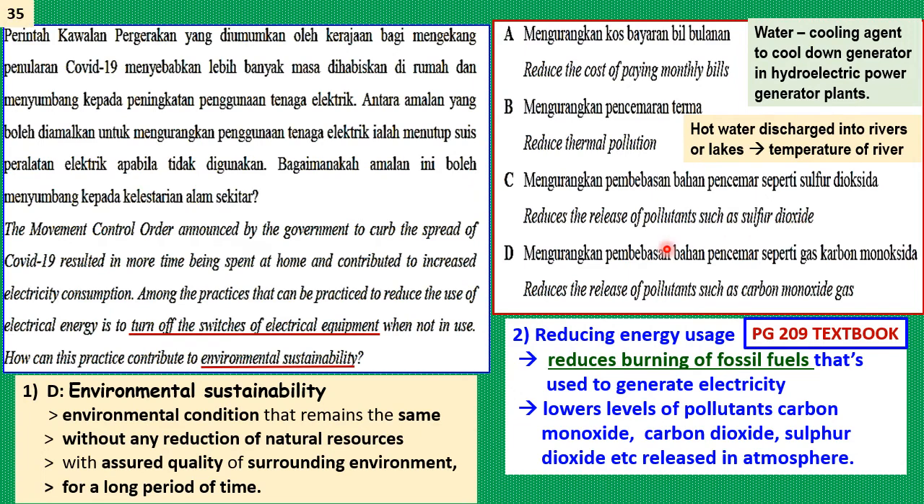This is correct. And reduces the release of pollutants such as carbon monoxide gas. This is also correct. So there are a few answers for this question. The answer given is D, but C can also be an answer, and maybe B. Okay? Because other than carbon monoxide gas that is released, sulfur dioxide gas is also released from the burning of fossil fuels.